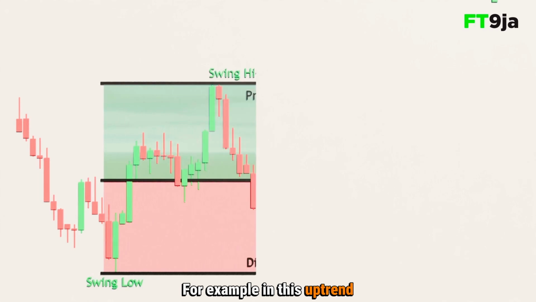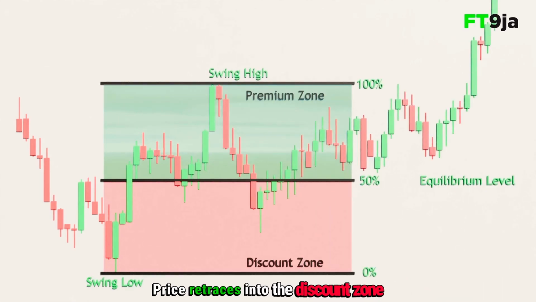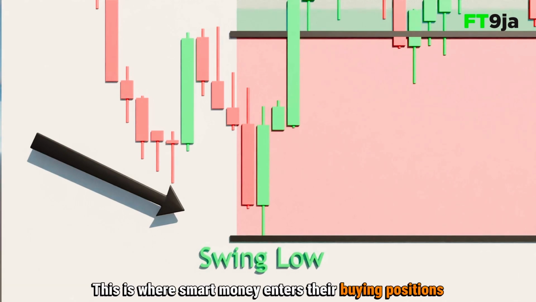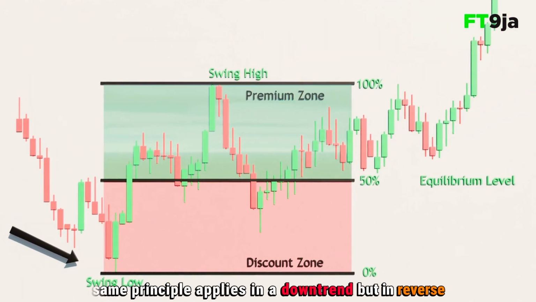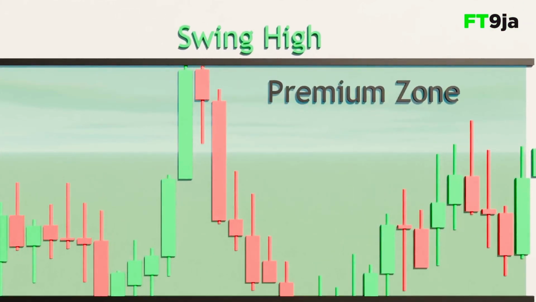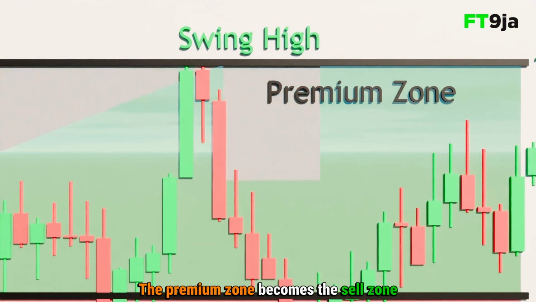For example, in this uptrend, price retraces into the discount zone. This is where smart money enters their buying positions. The same principle applies in a downtrend, but in reverse. The premium zone becomes the sell zone.